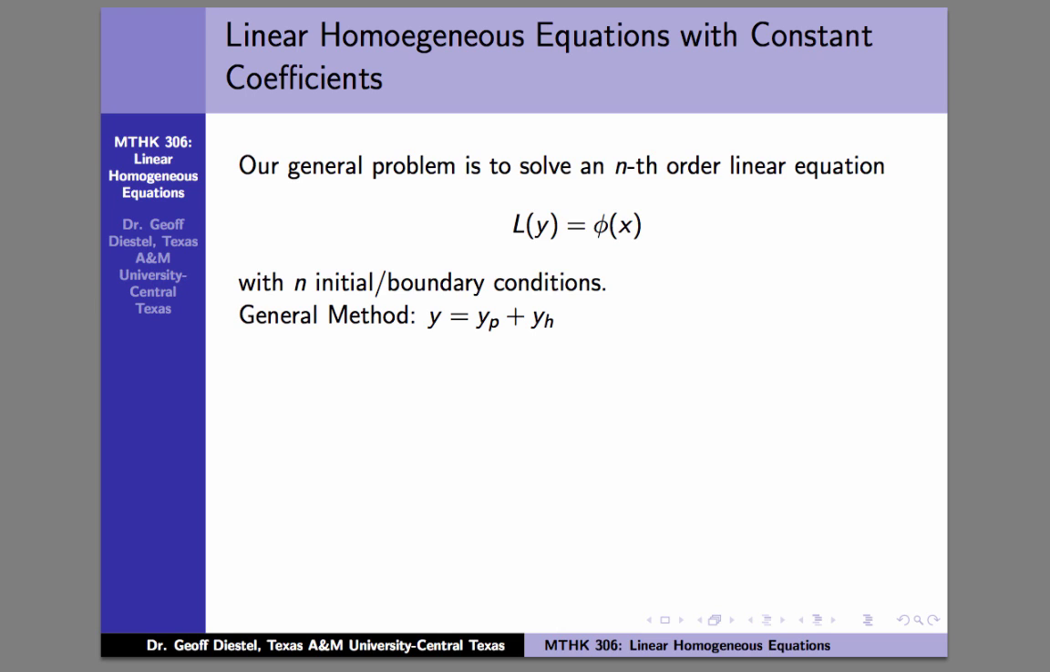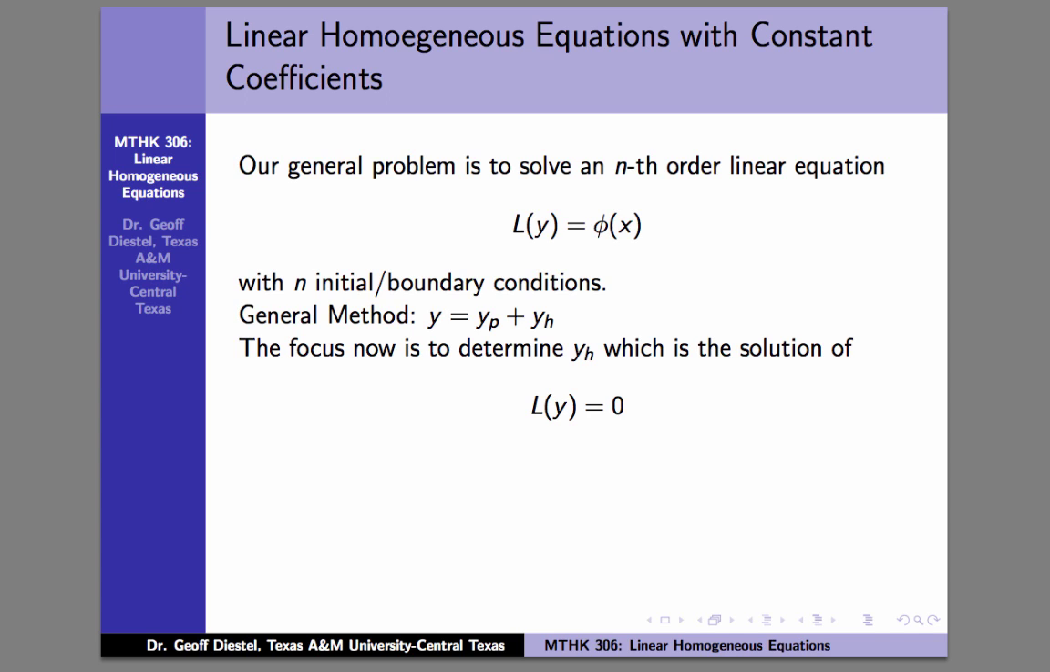So recall our general method. We're going to find two parts of our general solution y. We're going to find a particular solution to this equation we have here, and then we're going to find another general solution to the homogeneous equation, L of y equals 0. And that's what our focus is going to be on for this and the following 4 videos. We'll focus on finding what this particular solution yp is in later weeks.